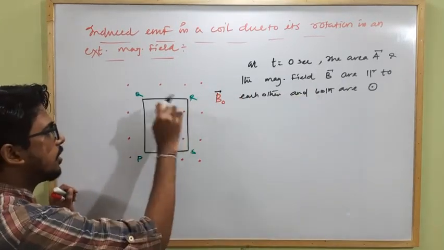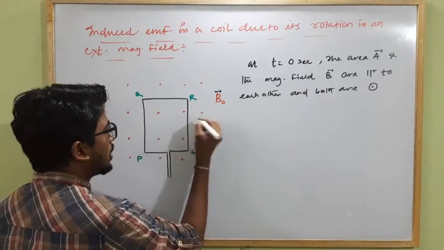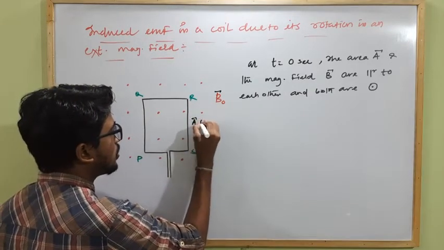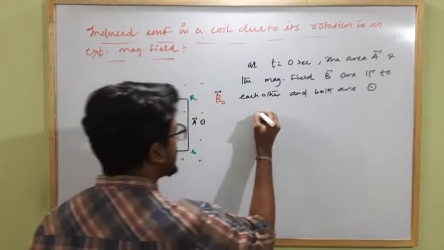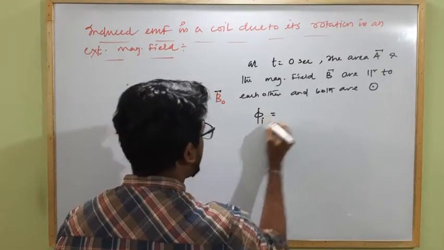As this is a rectangular coil, at this position, at t equal to 0, the A vector is also out of the plane. Both are parallel to each other. So what is the flux initially linked with the coil? Phi initial will be how much?